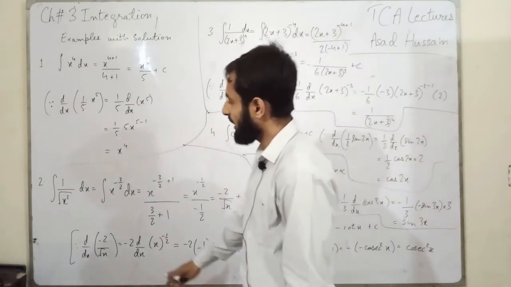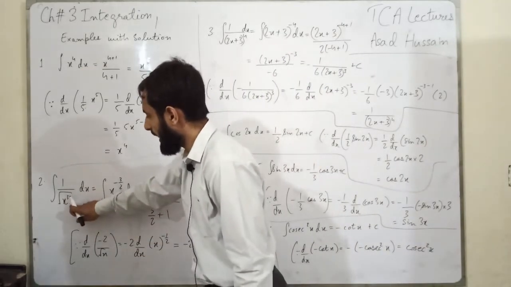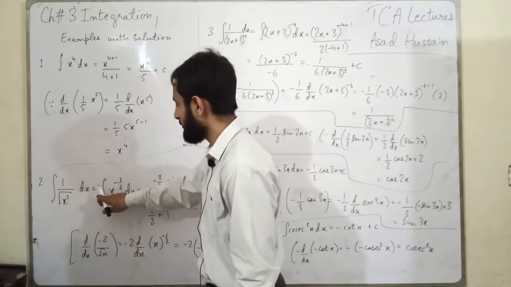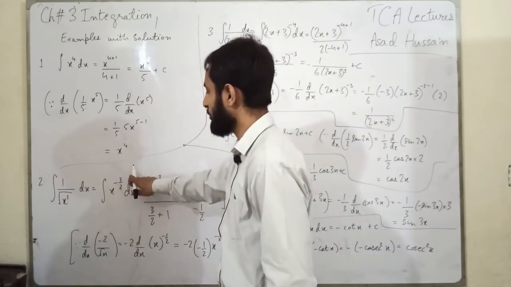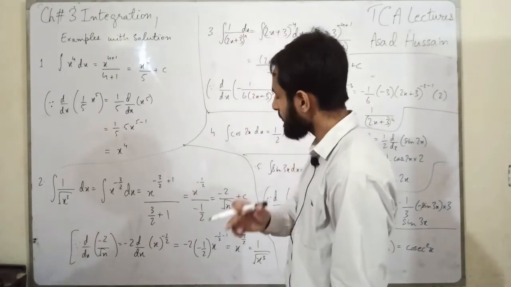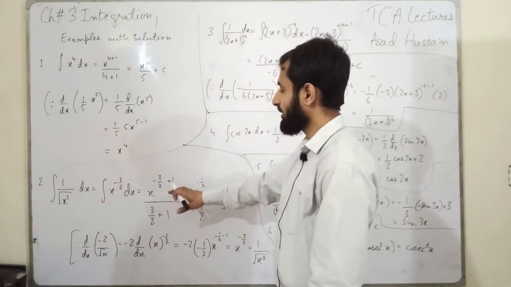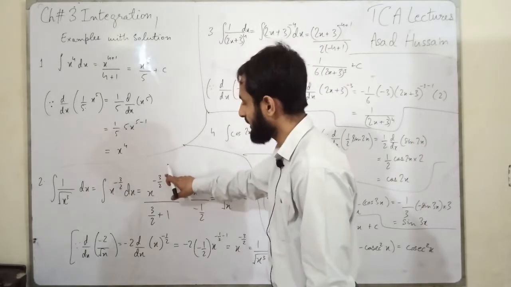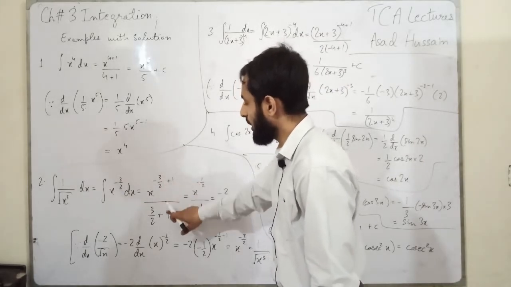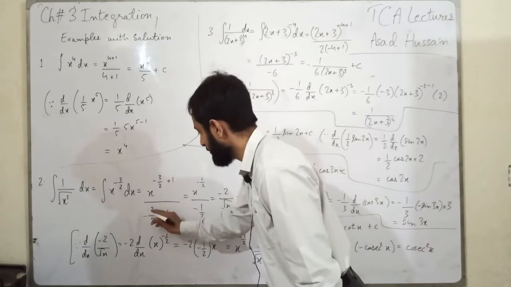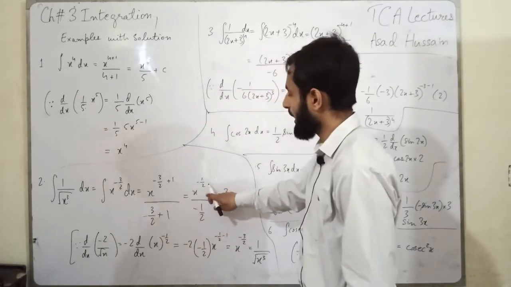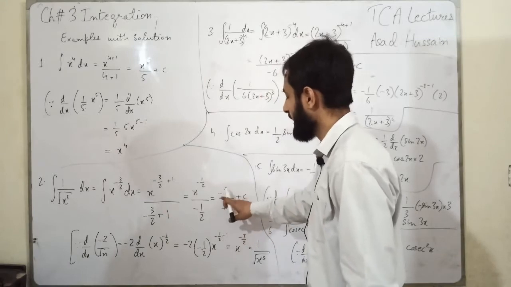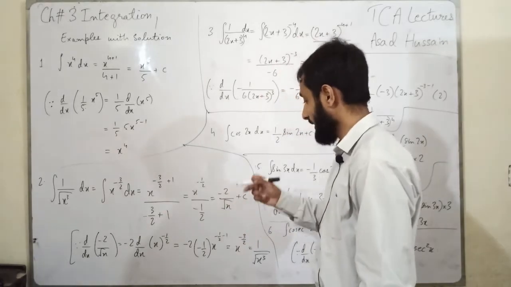Next we have integral of 1 over under root x cube dx, which can also be written as x raised to power minus 3 by 2. By the formula stated in the previous video, the answer would be x raised to power minus 3 by 2 plus 1 over minus 3 by 2 plus 1, which is equal to x^(minus 1 by 2) over minus 1 by 2, which can be written as minus 2 over under root x plus c.